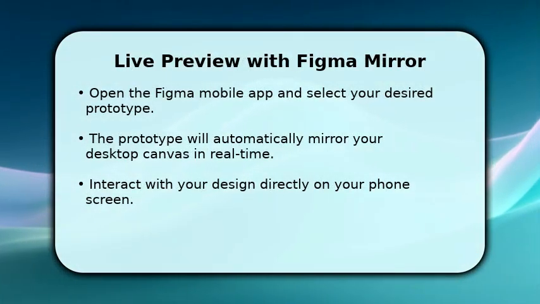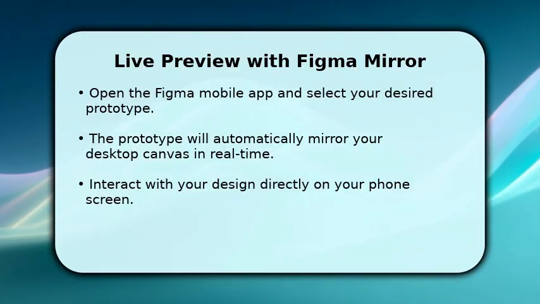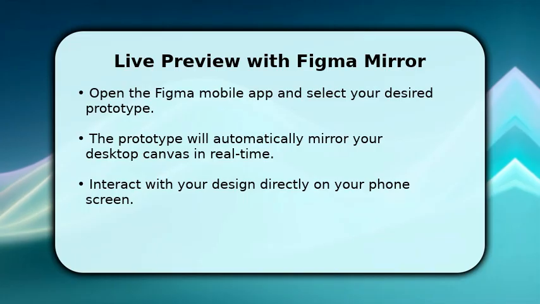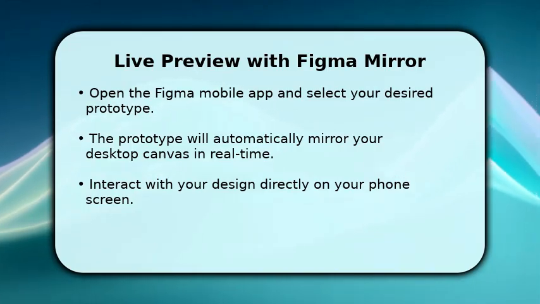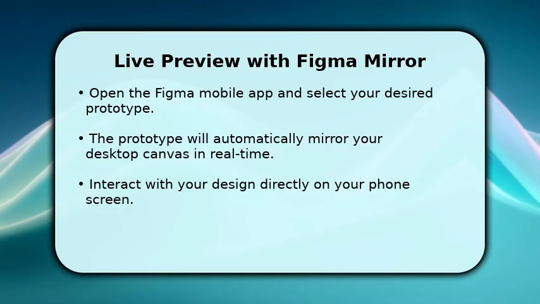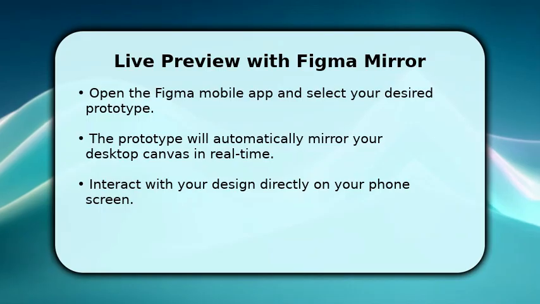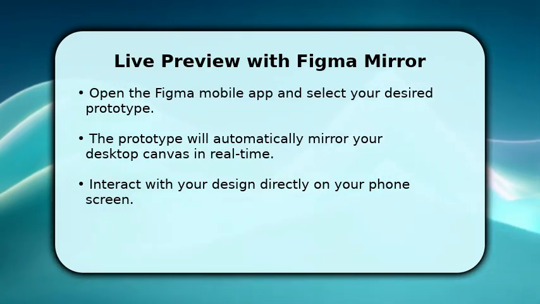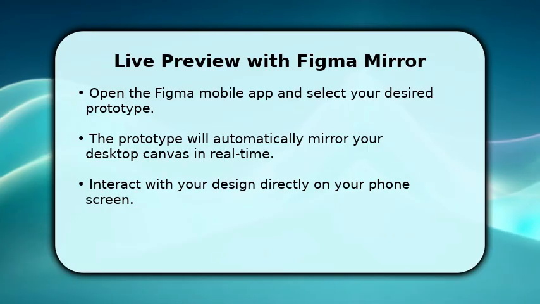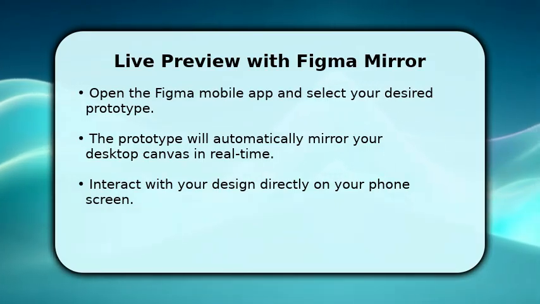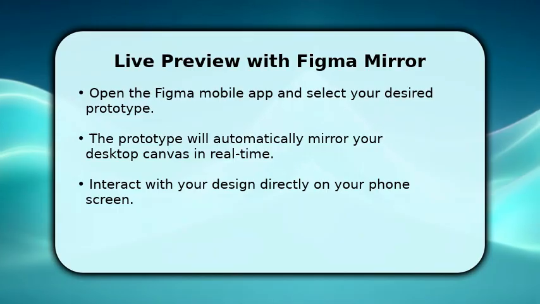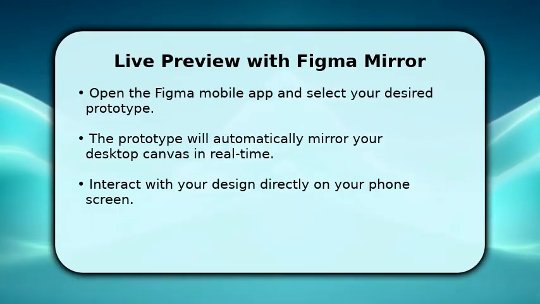Once your setup is complete, open the Figma mobile app and select the prototype you wish to view. The app will automatically mirror your desktop canvas, providing a live preview directly on your phone screen. You can interact with your design just as a user would, tapping and swiping through flows. Any changes you make on your computer, such as adjusting a button's color or text, will appear instantly on your phone, offering immediate feedback for your design iterations.